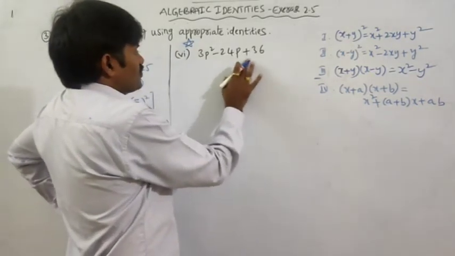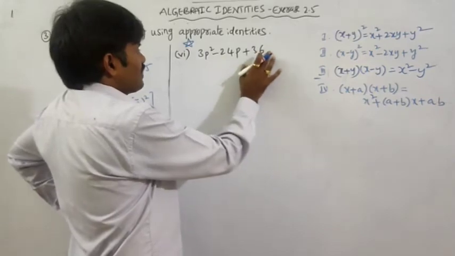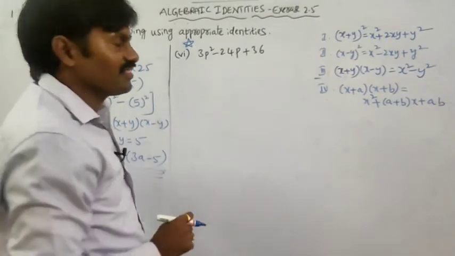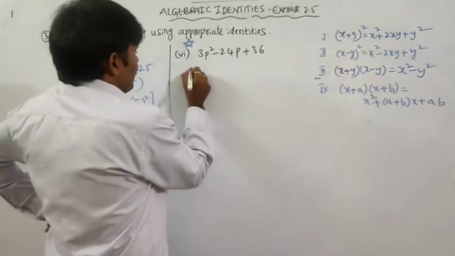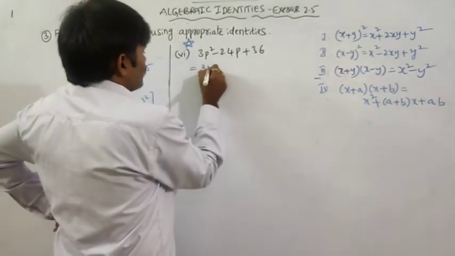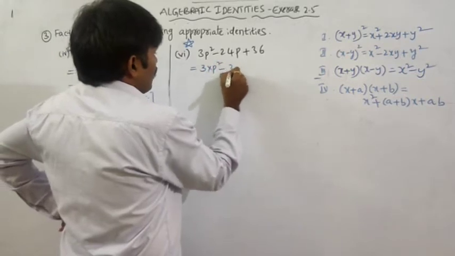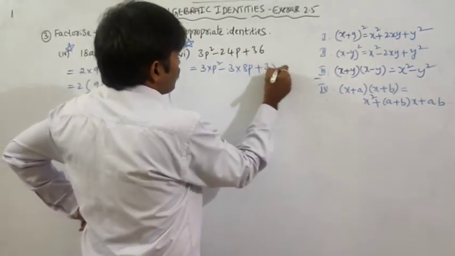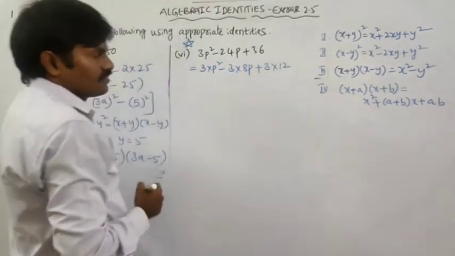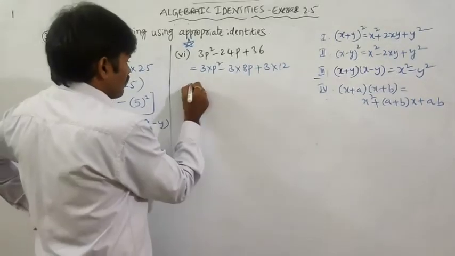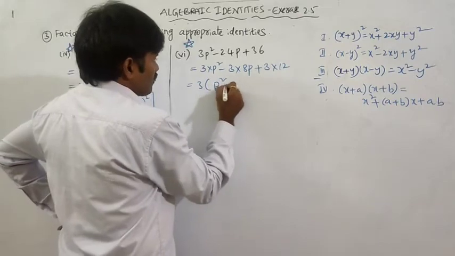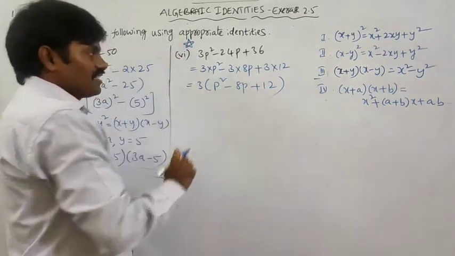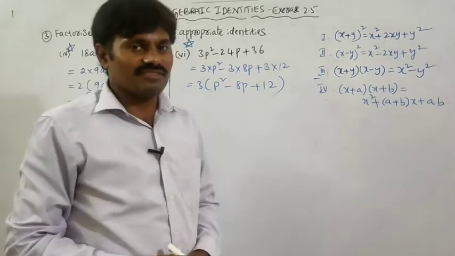Now see the sixth one: 3b square minus 24b plus 36. 36 is a perfect square, okay, but 3b square is not a perfect square. Then how? In the same way you have to find: 3 into p square minus 8p plus 12. Now take 3 out as common. Now p square minus 8p plus 12. Now p square is a perfect square, but 12 is not a perfect square. Then how?